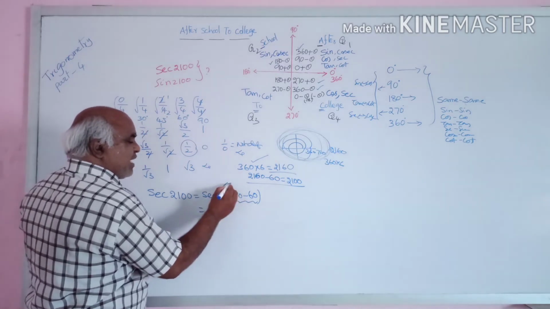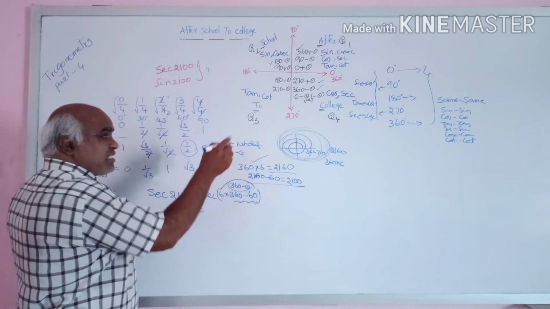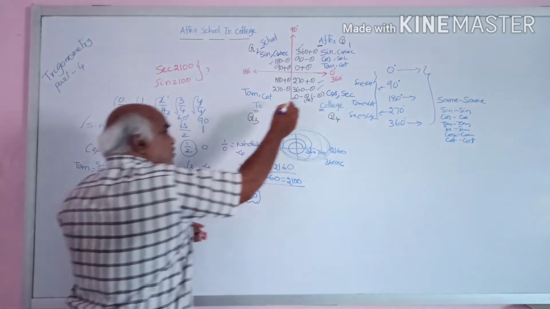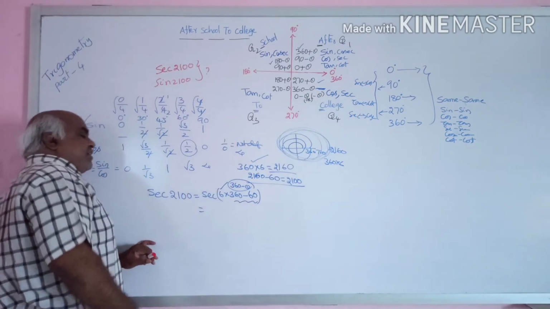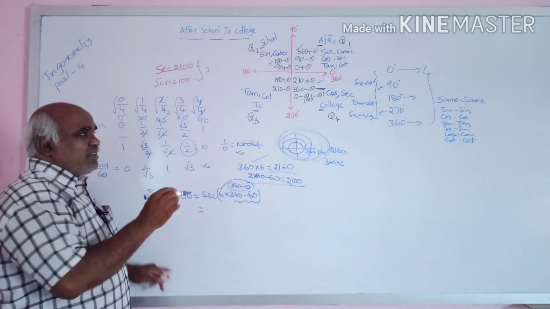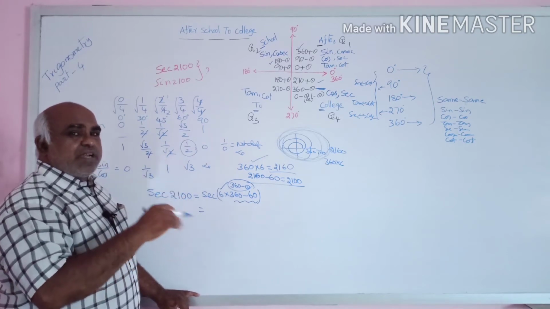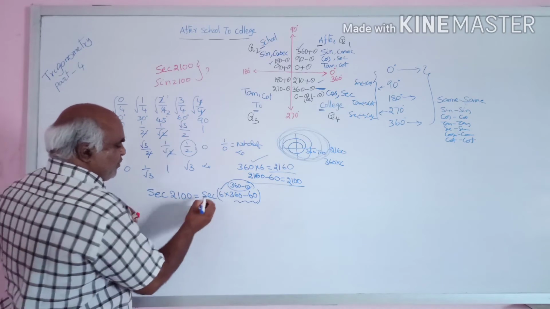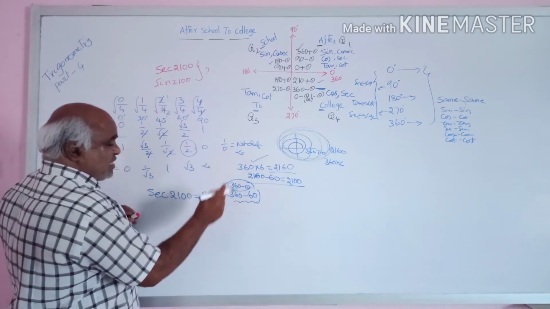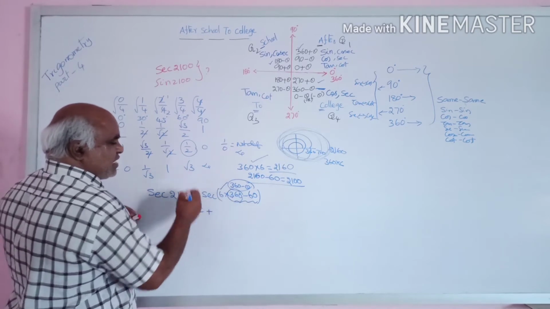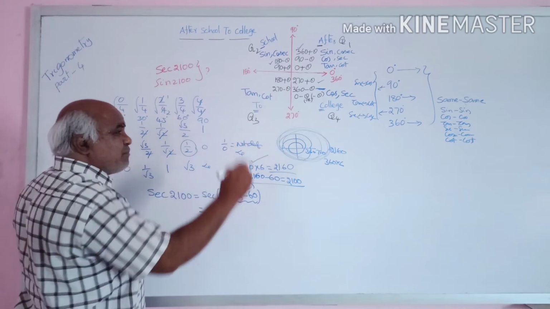Therefore, 360 minus theta is in the 4th quadrant. In the 4th quadrant, "college" means cos and secant are positive. Remaining 4 values are negative. Therefore, it is positive. If 360 appears in the first ratio, for 360 it is same to same.